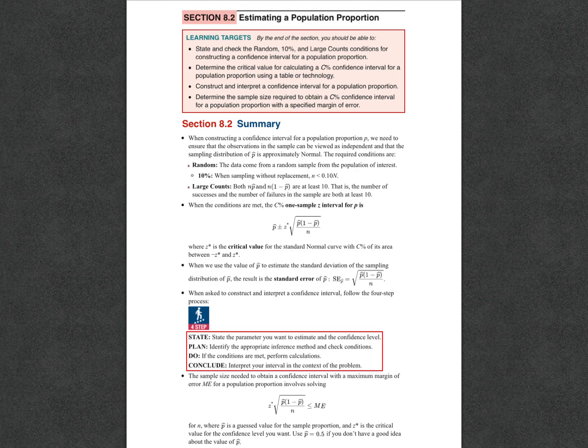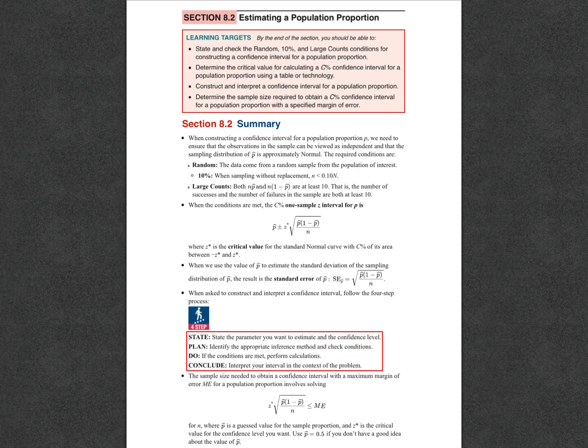Okay. And then this is standard deviation when it's p, but when it's p hat, it's the same idea, but called standard error. Okay, and then when we're asked to construct and interpret a confidence interval, always follow these 4 steps: state, plan, do, conclude. So state the parameter that you want to estimate and the confidence level. Plan, identify the appropriate inference method. For this section, it'll be this one sample z interval for p.